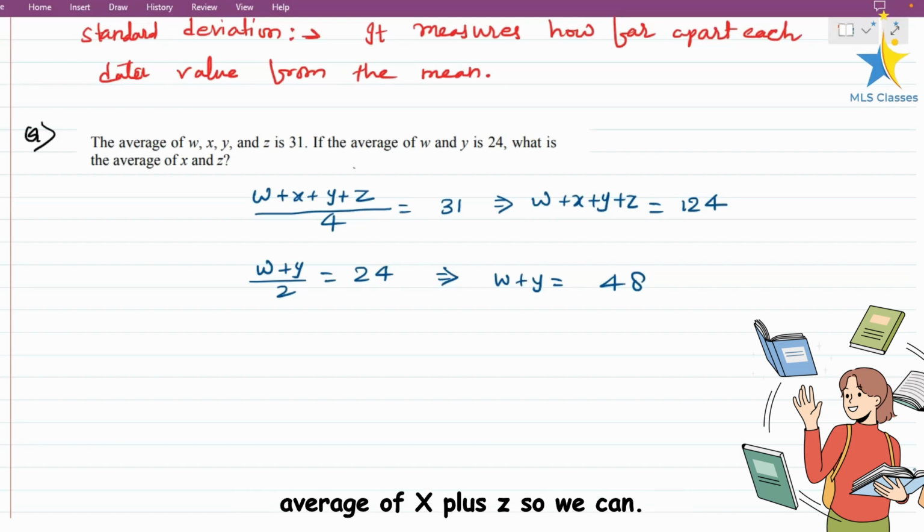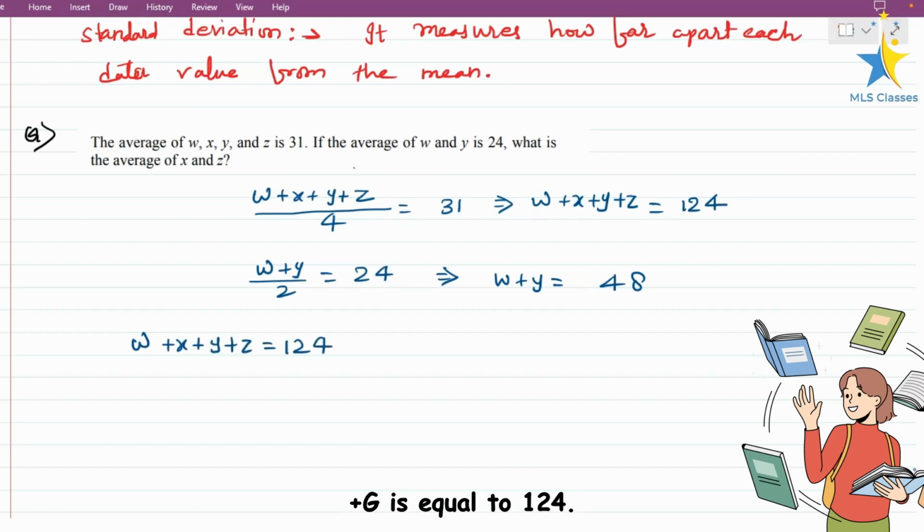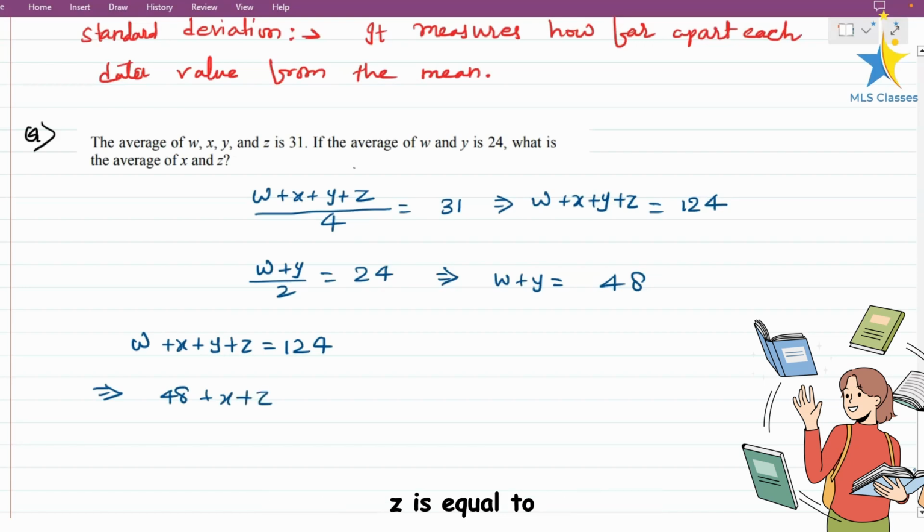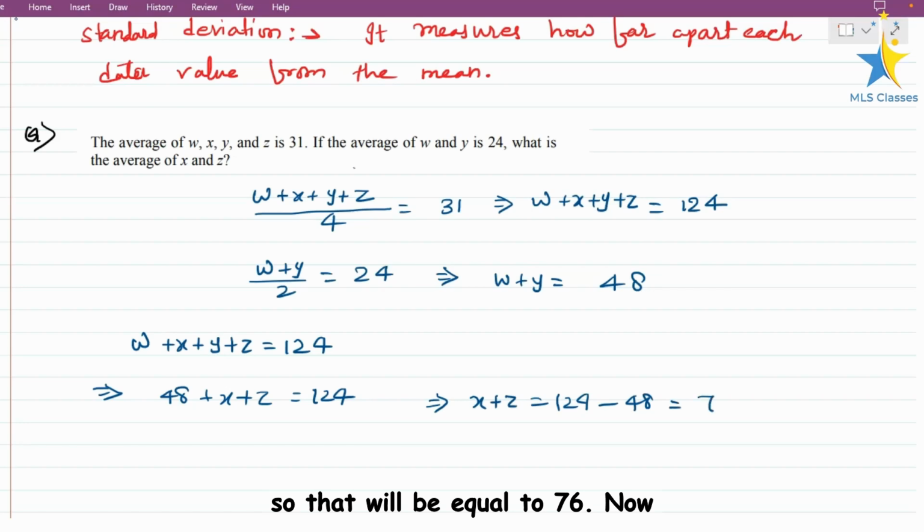And we need to find the average of X and Z. So we have W plus X plus Y plus Z is equal to 124. This implies that W plus Y is 48. That means we can say 48 plus X plus Z is equal to 124. Now what we have to do? We can write from here X plus Z is equal to 124 minus 48. So that will be equal to 76.